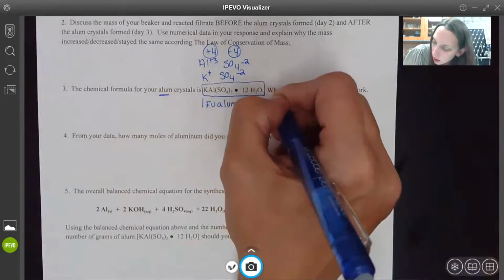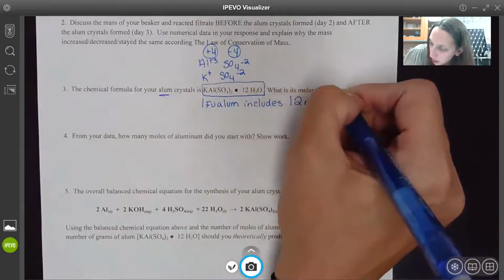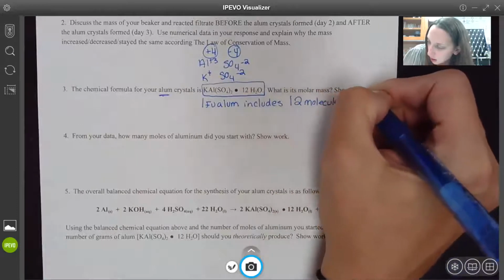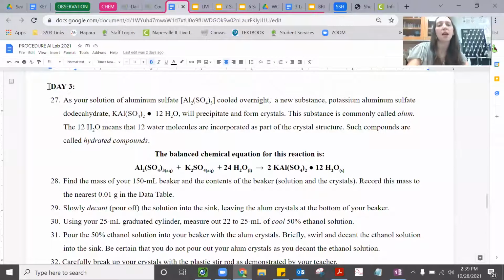includes 12 molecules of water. That is what this dot 12H2O means. Or another way that this was stated, why I had the procedure with day 3 up: as your solution of aluminum sulfate cooled overnight, that was your filtrate that was reacted with sulfuric acid, a new substance, potassium aluminum sulfate dodecahydrate, that's your alum, those crystals precipitated overnight.